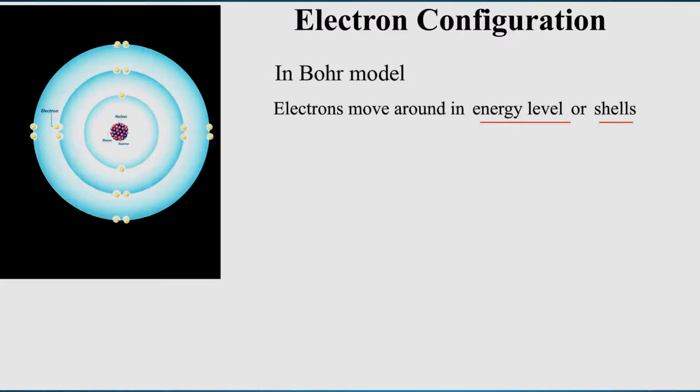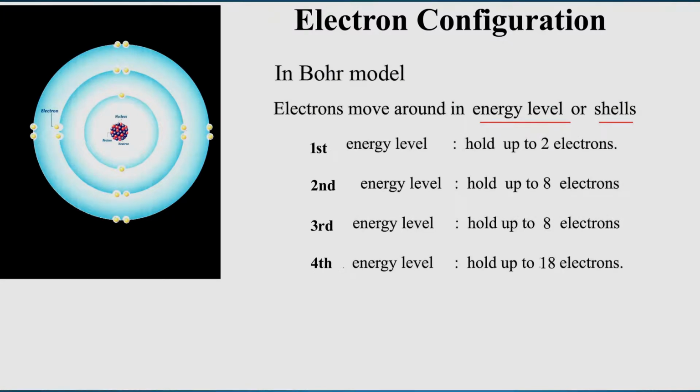Electron configuration. Earlier we learned about the nucleus, proton, neutron. Now we focus on the electron. One rule: electrons are not randomly allocated. They are not just jumbling around, but have certain rules. In Bohr's model, electrons move around in energy levels, or we call shells. How does this work?